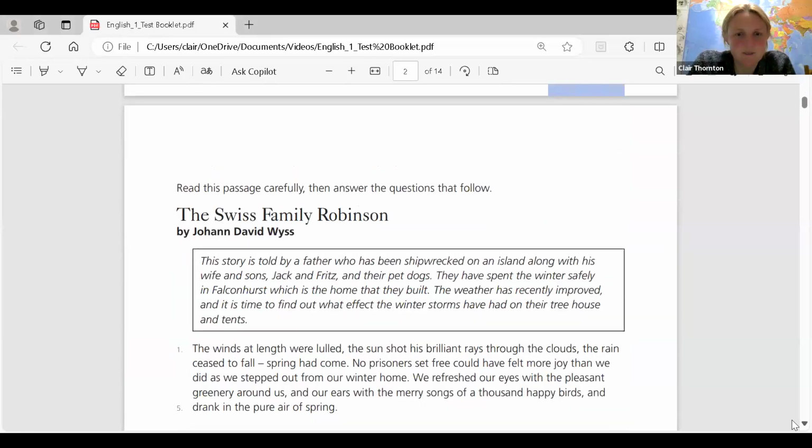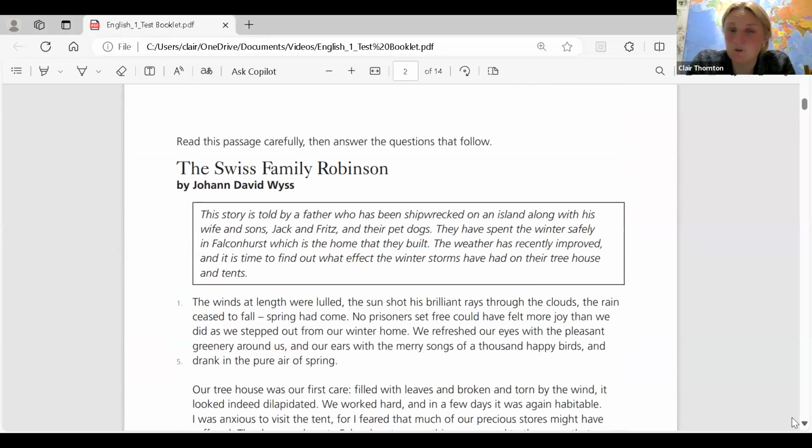Right, here's our text. Like I said, we're not necessarily going to read the whole thing. However, I would read that very first introduction bit, because that does give you a really good idea of where you're up to. So this story is told by a father who has been shipwrecked on an island with his wife and sons, Jack and Fritz, and their pet dogs. They have spent the winter safely in Falconhurst, which is the home that they built. The weather has recently improved, and it is time to find out what effect the winter storms have had on their treehouse and tents.